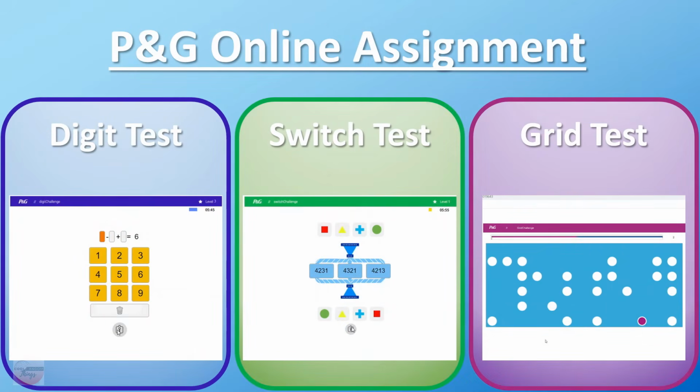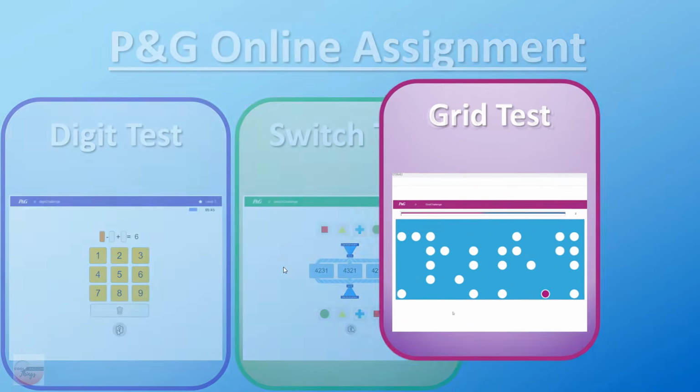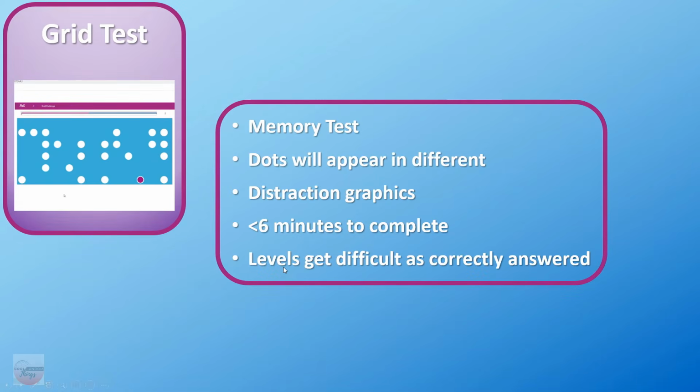The next test is the grid test. The grid test is a memory test. You will see some dots appear at different positions, and also you will see a distraction graphic, and at the end you will need to select each dot that you saw before. And again, this test takes less than 6 minutes. And the level gets difficult as you correctly answer.